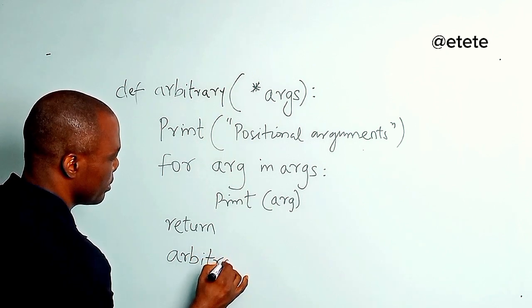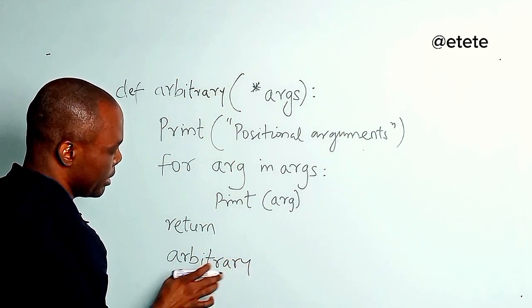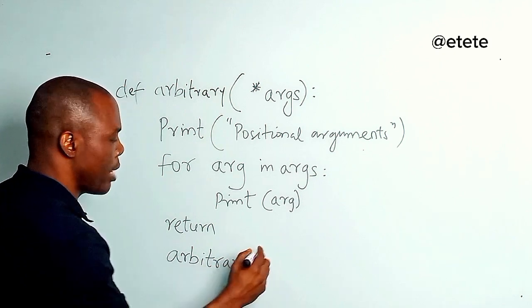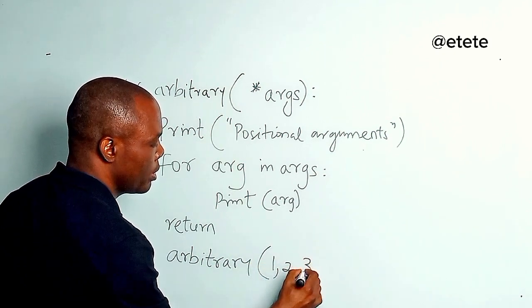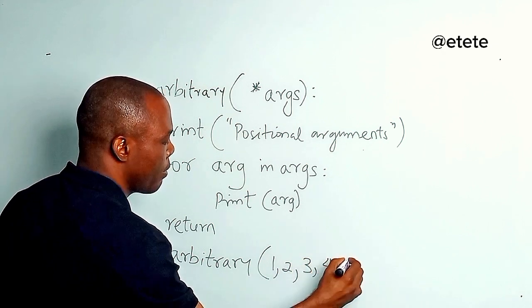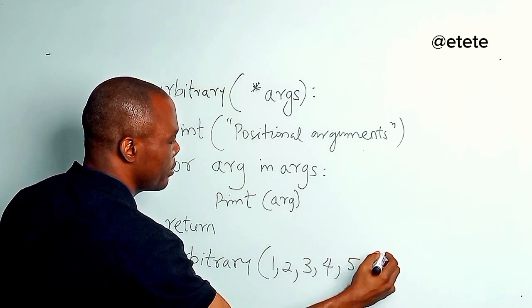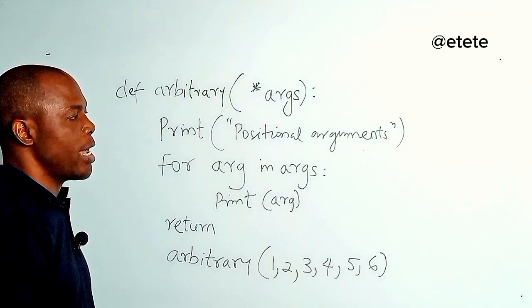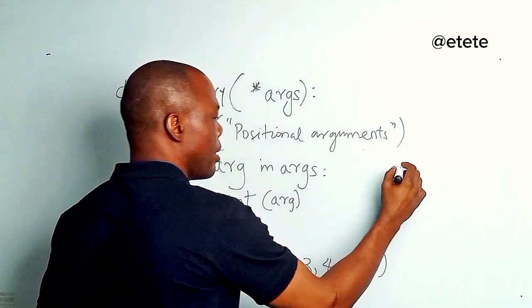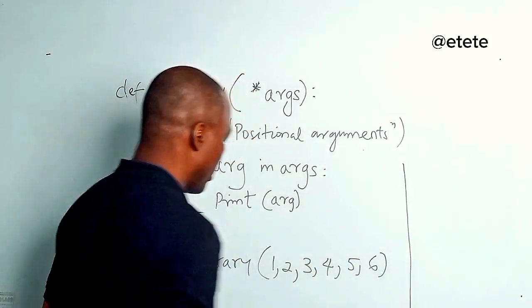Now this is my function name. I'm calling the function now. And I'm going to supply 1, 2, 3, 4, 5, 6. Now this is what I'm supplying to the function. So I want the function to print this out. Now, this will be my output.